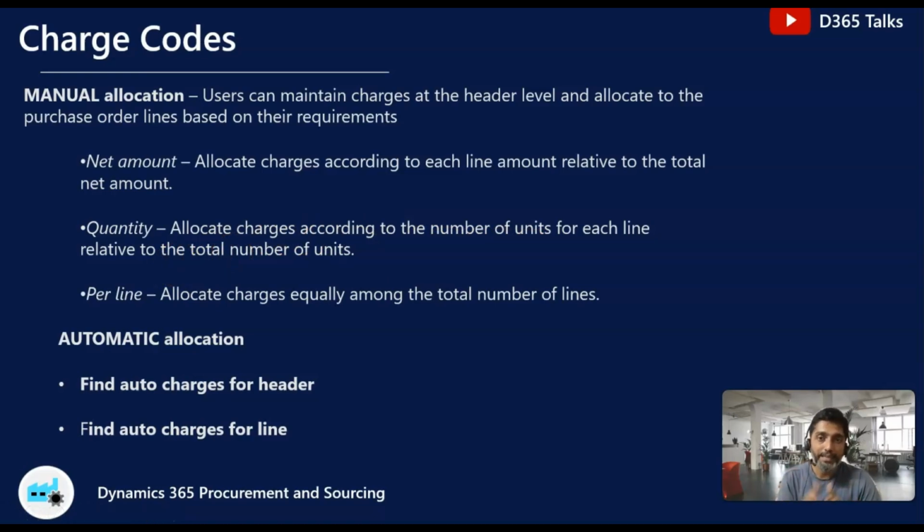Let's say we buy 10 laptops of Surface Pro, then for 10 quantity, for each and every quantity, the charges will be allocated. Or if you want to take it on a per line basis, then allocate charges equally among the total number of lines. So it allocates the charges, whatever $1.75 we are taking, to all the total number of lines equally. If we have 10 lines, then the total charges at the header level will be divided into 10 and allocated to each and every line. So you need to decide what should be the allocation logic.